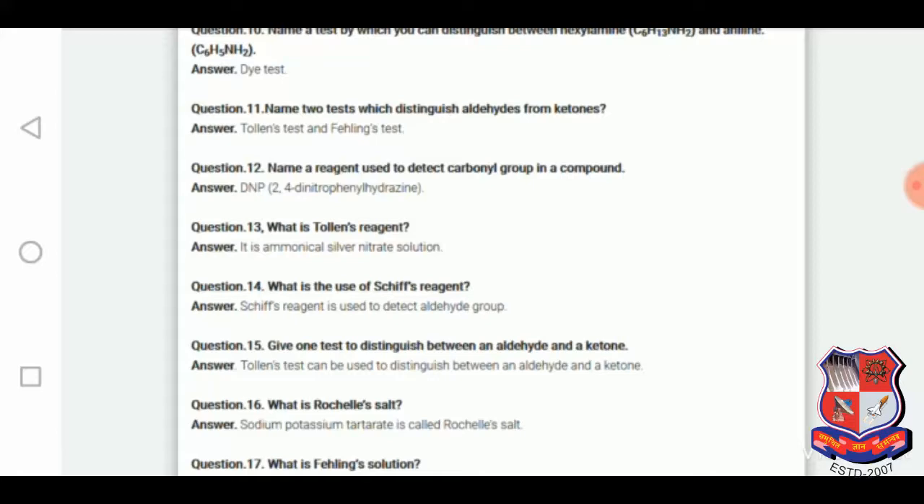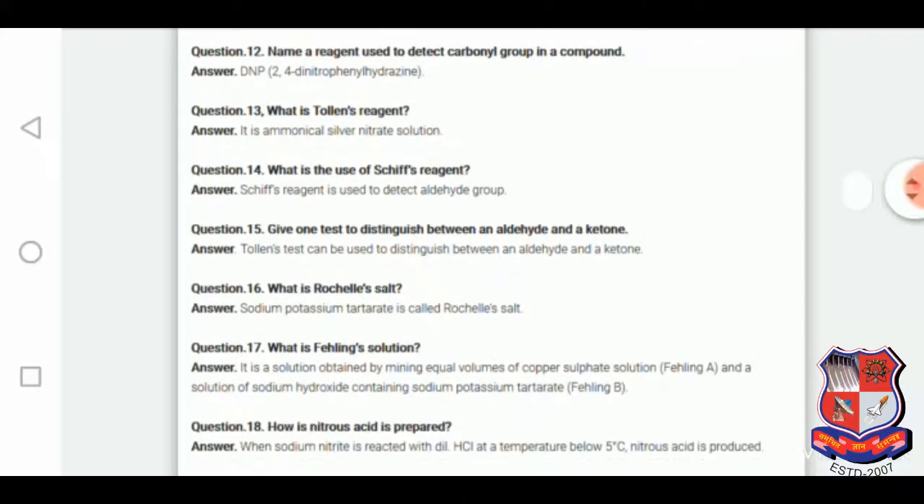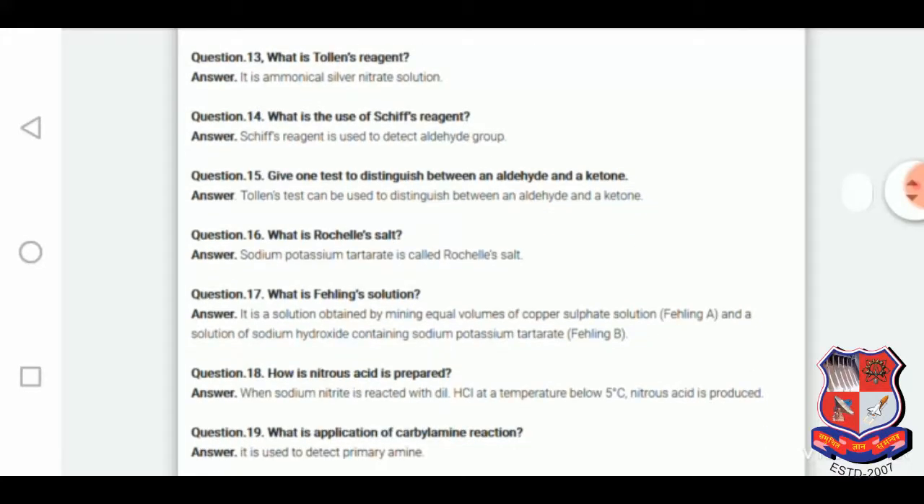Name a reagent used to detect the carbonyl group in a compound. That is 2,4-dinitrophenylhydrazine. What is Tollens reagent? It's ammoniacal silver nitrate solution. What is the use of Schiff's reagent? Schiff's reagent is used to detect the aldehyde group. Give one test to distinguish between aldehyde and ketone. The Tollens test can be used to distinguish between aldehyde and ketone.